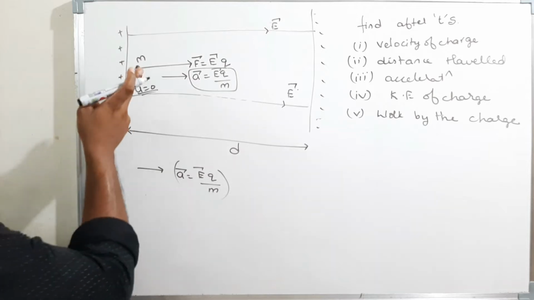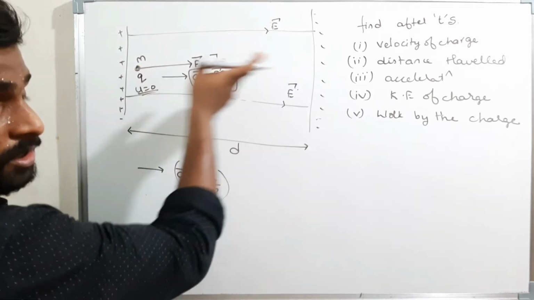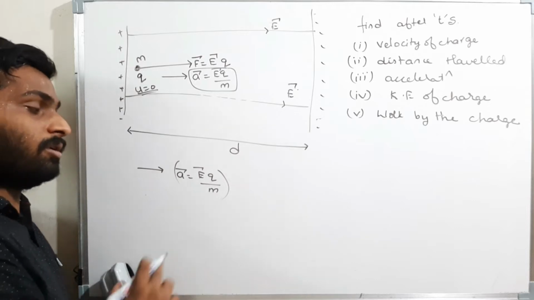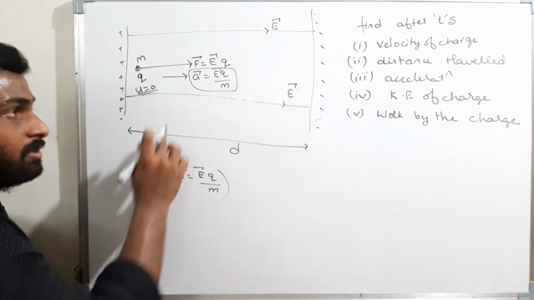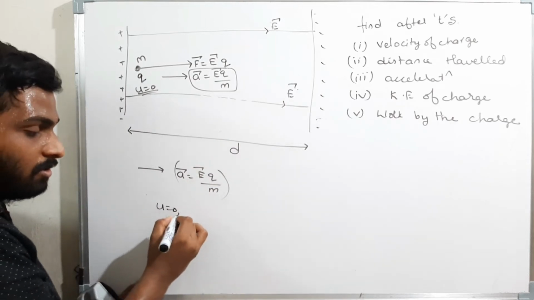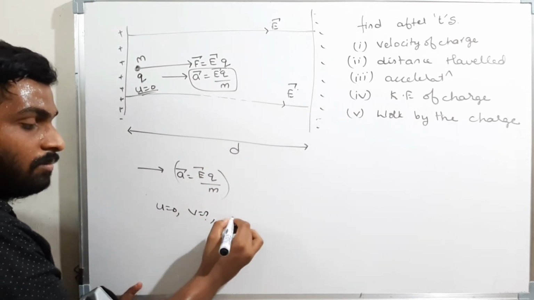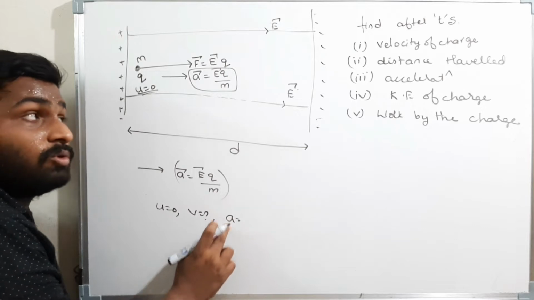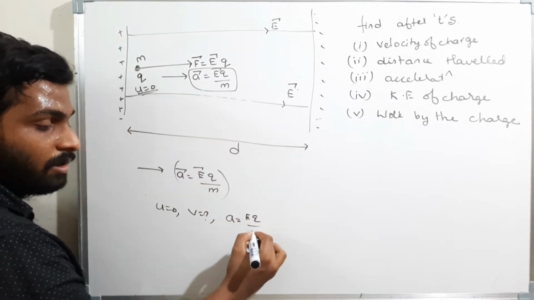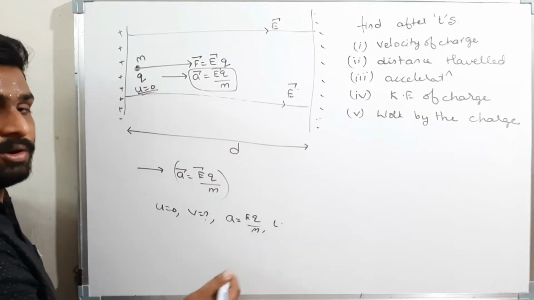That means now this charge will start to move in this direction with an acceleration eE by m. Okay, well and good. Now what is the velocity after some time t? Initial velocity is 0. Final velocity I don't know. But acceleration I know. The body is moving with a uniform acceleration, that is eE by m. After some time t, now what is the velocity?